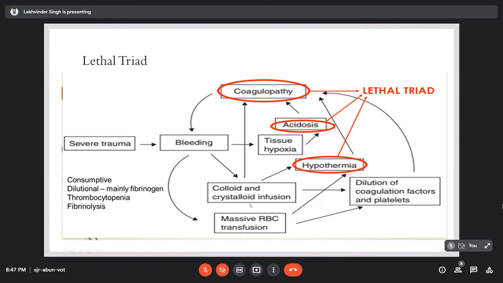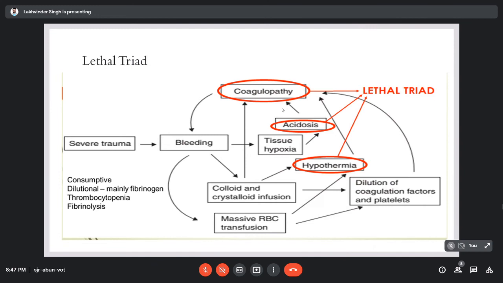And when bleeding is there, sometimes we transfuse colloid and crystalloid. There used to be a practice to give more of crystalloid. If you give more of crystalloid, the dilution effect is there, and the pressure may increase, which may dislodge the clots, which will further exaggerate the condition of hypoxia. Massive RBC transfusion, again, dilution of coagulation factors and platelets are there. Hypothermia causes, and this acidosis will cause coagulopathy. When the pH falls from 7.4 to 7.2, there's 50% loss in the activity of coagulation factors.